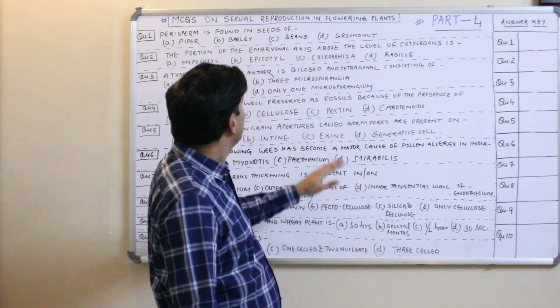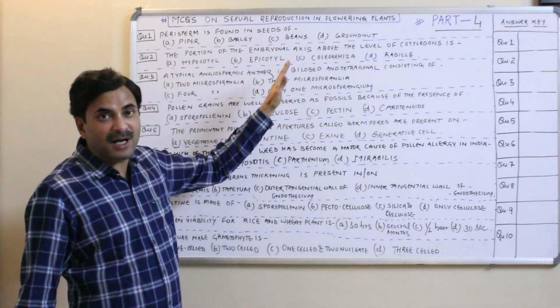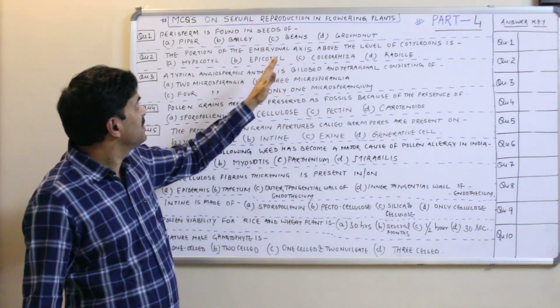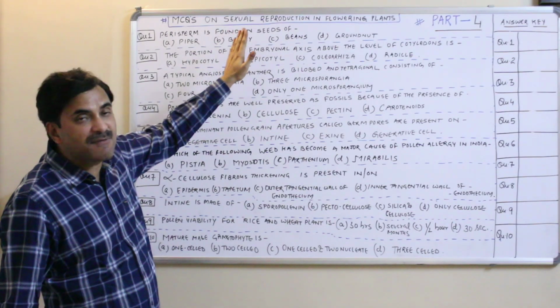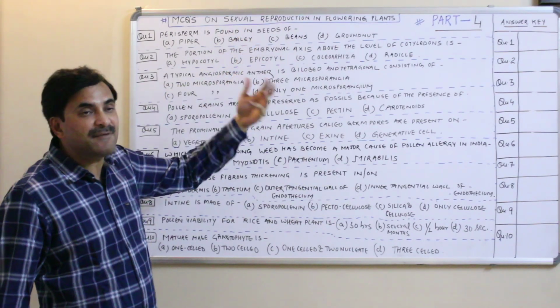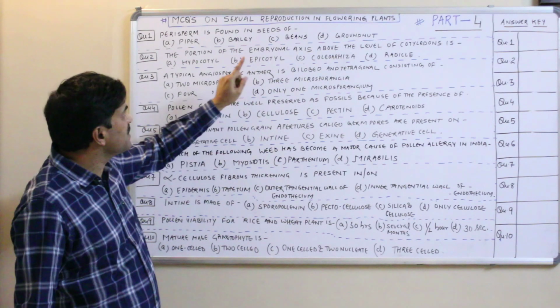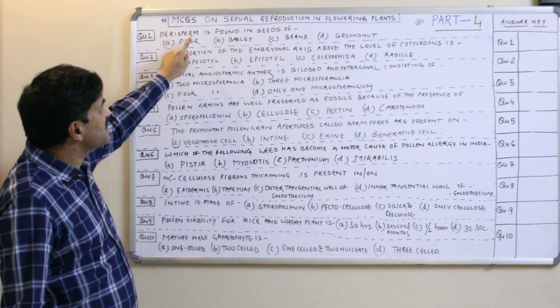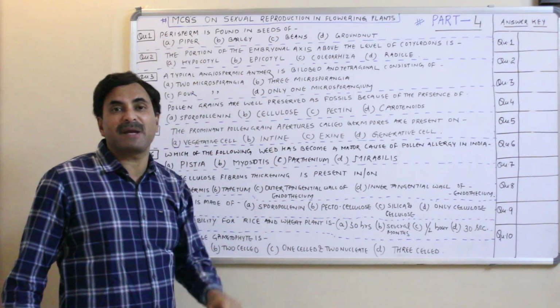We are discussing today very important questions which are asked in the previous examinations based on the sexual reproduction in flowering plants or the life cycle of the angiosperms. The very first question is that perisperm is found in the seeds of. You must know what is perisperm.